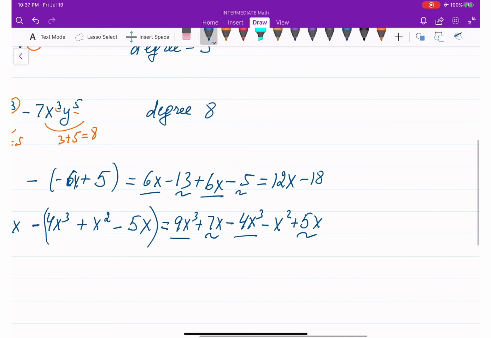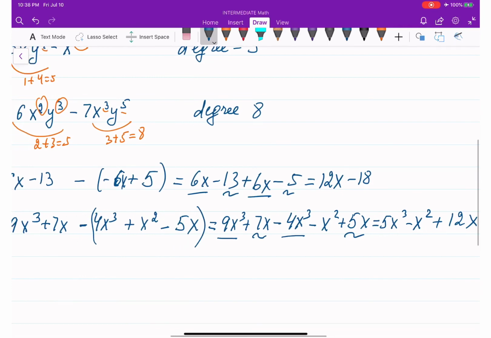Also, make a habit: when you write polynomials, you want to write from highest degree to lowest degree. Okay, so let's start with the highest degree, degree 3. 9x cubed minus 4x cubed is going to be equal to 5x cubed. Then minus x squared. 7x plus 5x is going to be plus 12x.